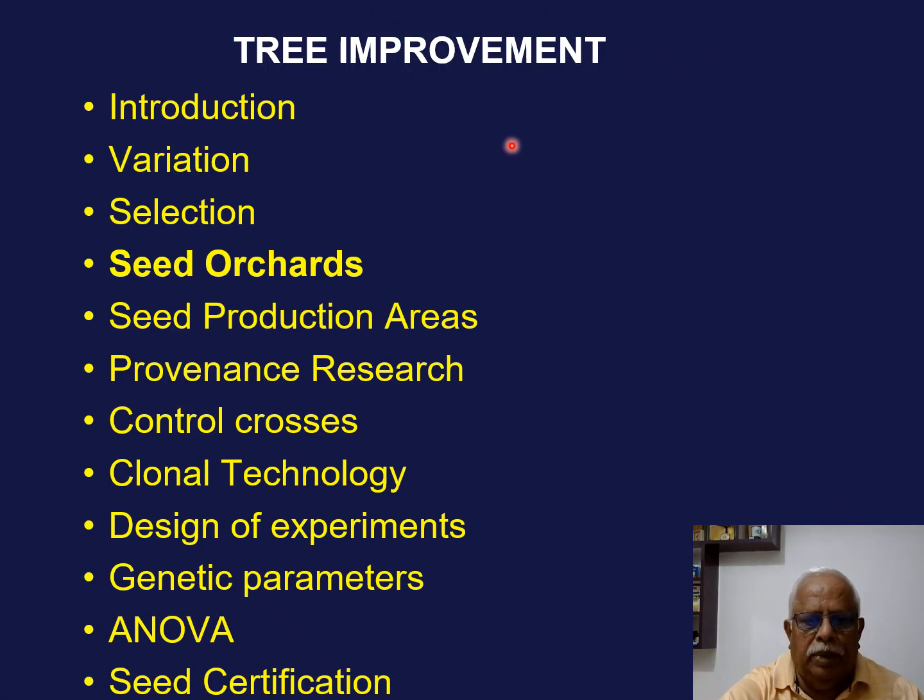In tree improvement, maybe in an extra class I will handle variation, selection, seed orchard, seed production areas, provenance, resource, control crosses, clonal technology, design of experiment, genetic parameters, ANOVA, and seed certification. So I'll stop here, and my next presentation will be mostly on variation.